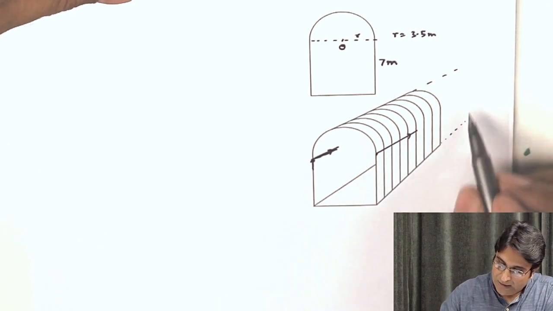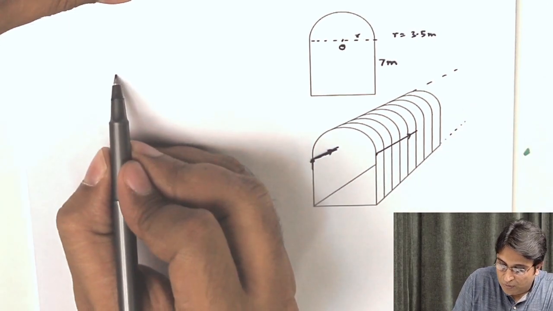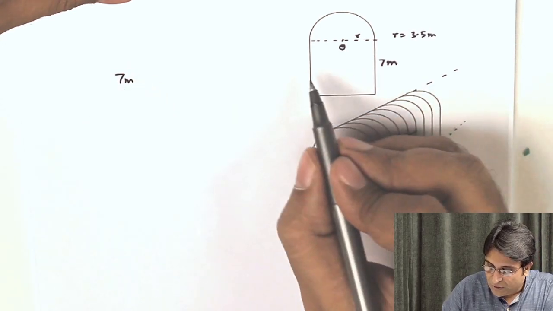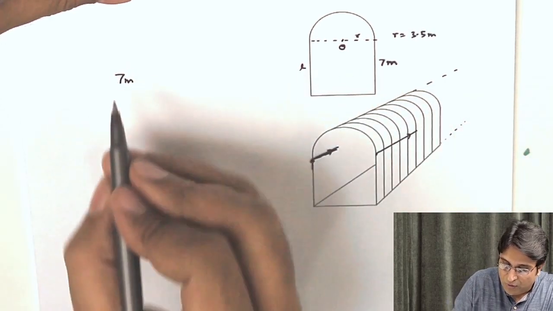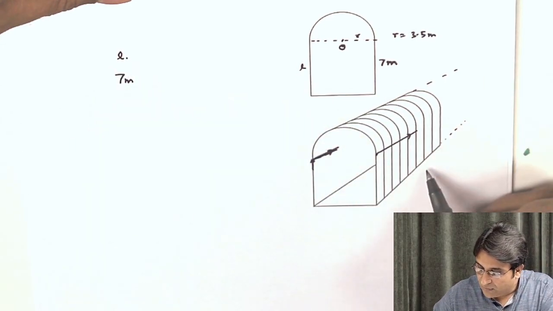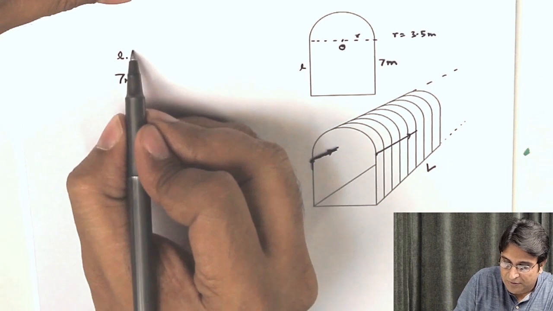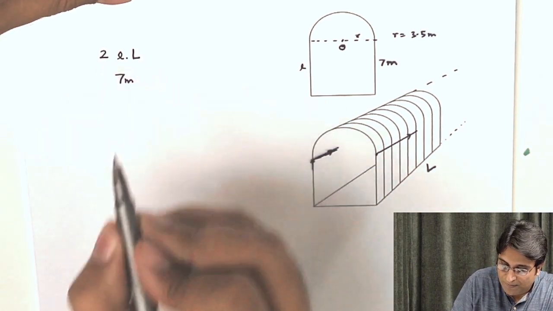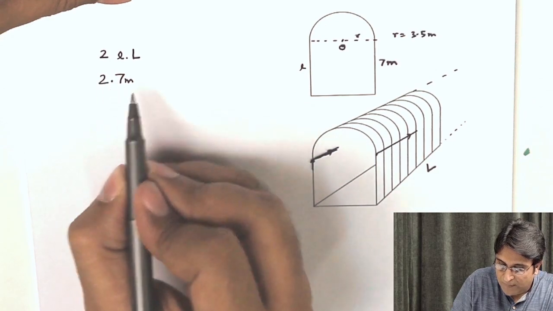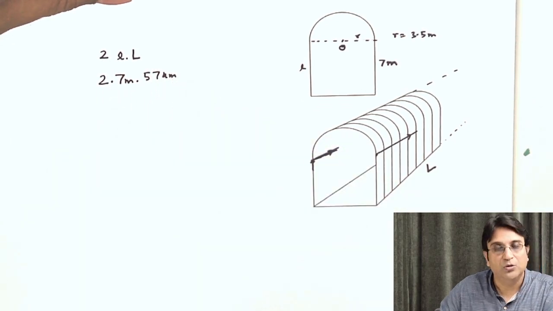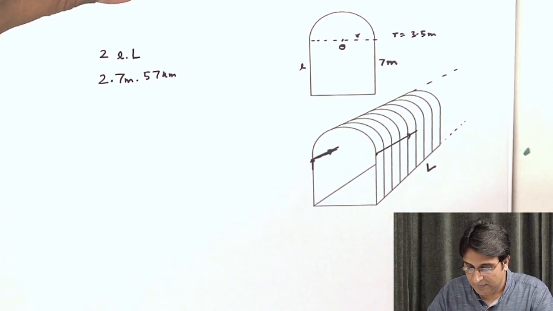Now if I want to find the area of this, it is simply going to be 7 meters, which is the length. Let's call this side l. So in terms of symbols, it's just going to be l times, let's say the length of the tunnel is capital L, l times capital L. And there are two such walls, so 2 times. So that's 2 times 7 meters times 57 kilometers. I'll make the units uniform in the next step.